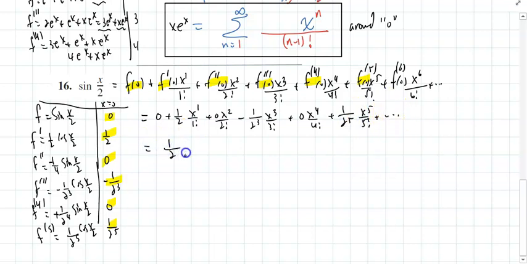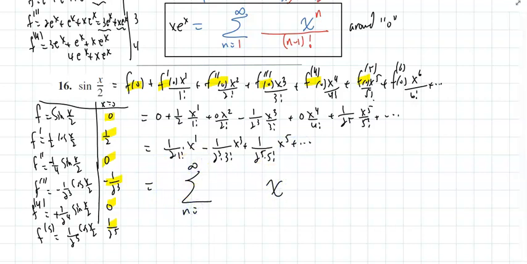So that is 1 over 2 times 1 factorial x minus 1 over 2 cubed times 3 factorial x cubed plus 1 over 2 to the 5th times 5 factorial x to the 5th, and the list goes on. That will be the series, n equal to infinity. We always tie everything to the power of x. I notice the power of x is 1, 3, 5.